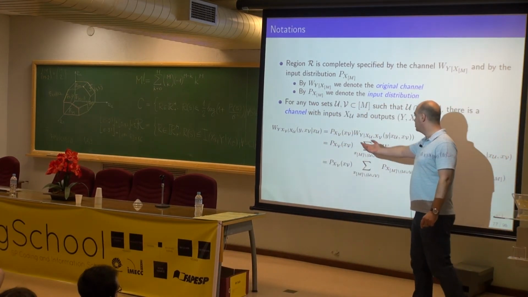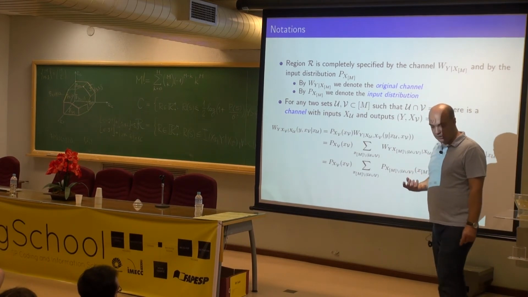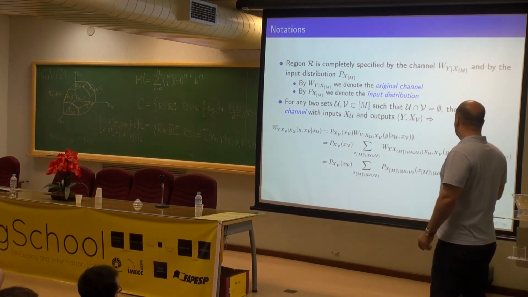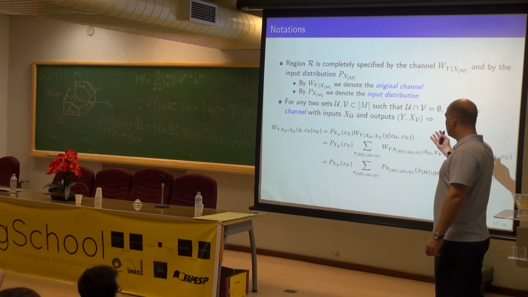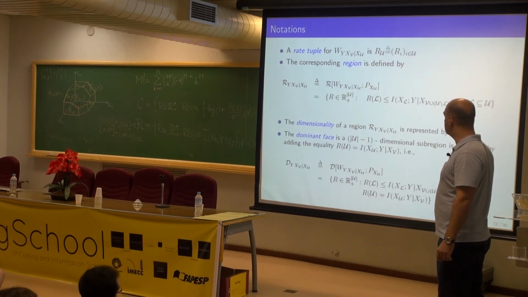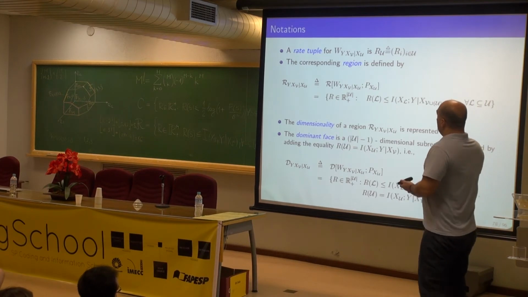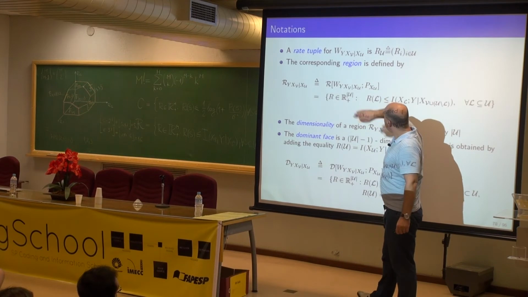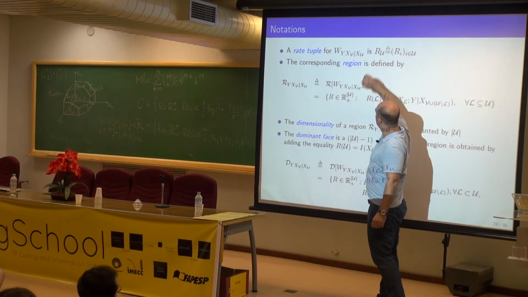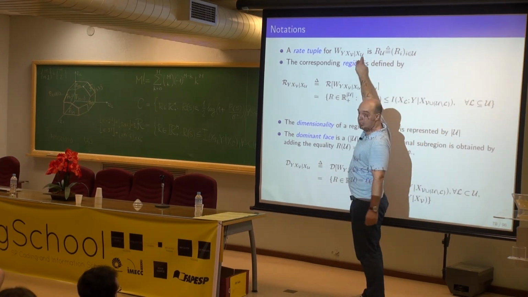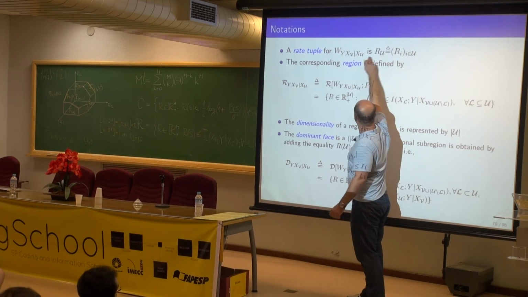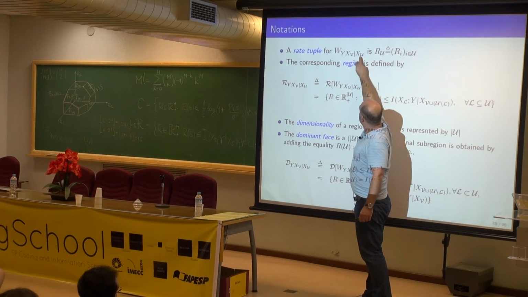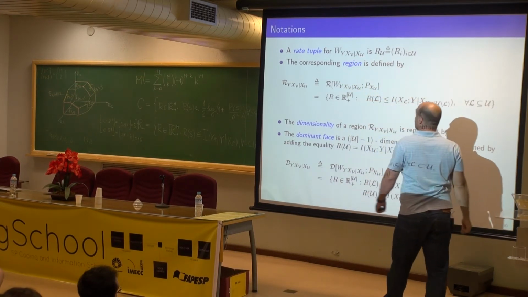And then we can develop it. We can use these chain rules for probability and get some structure from these chain rules. And now a rate tuple for this region, we define it by R_U, because a rate tuple is defined for the input. What are the achievable rates for the users that sit in this subset U?